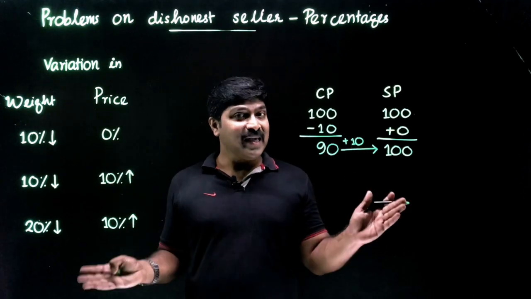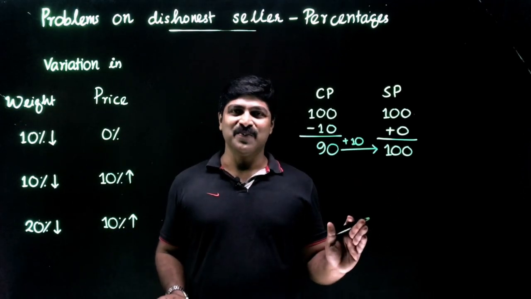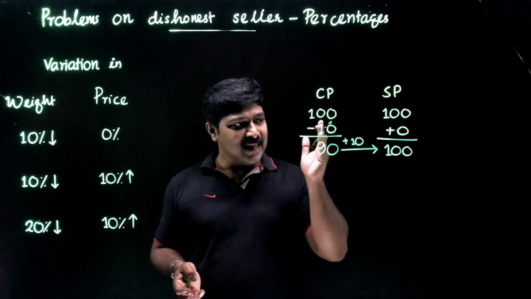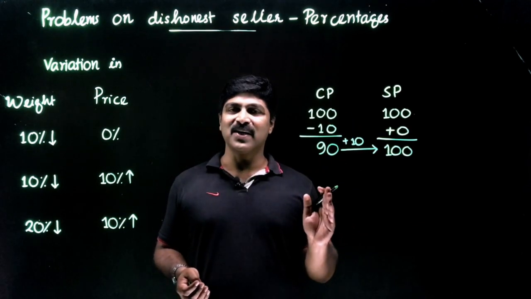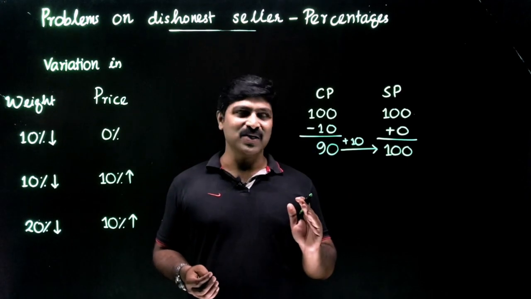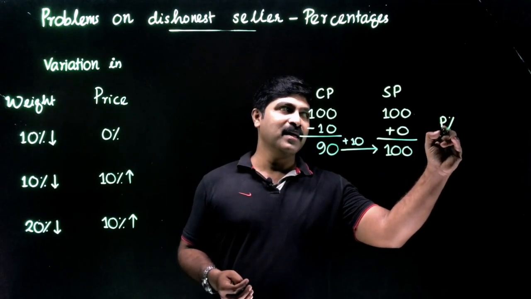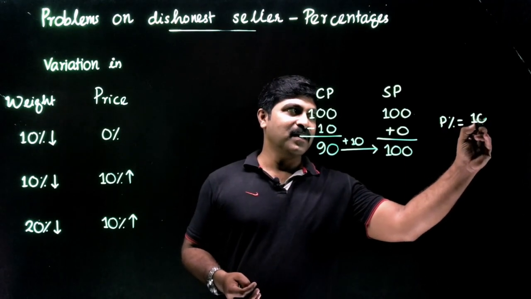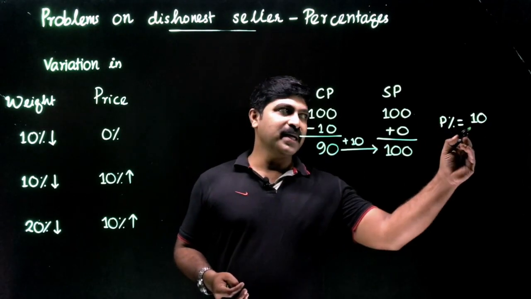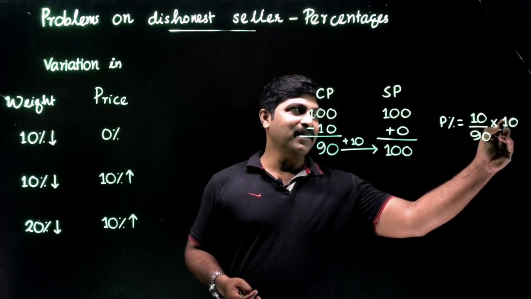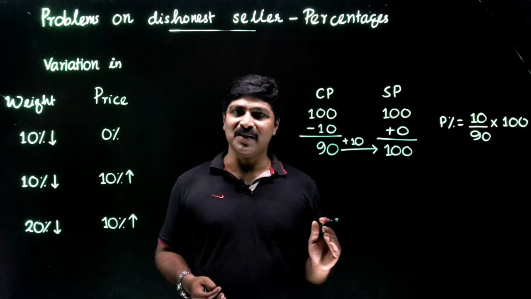And how do we find the profit percentage? That's very simple. If you have the profit and the cost price, you can find the profit percentage. Profit percentage is simply: profit is what percentage of cost price. So this is 10 by 90 into 100.